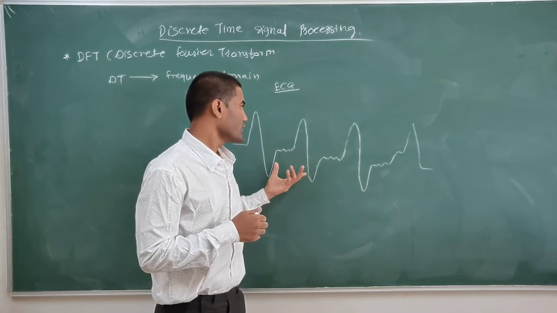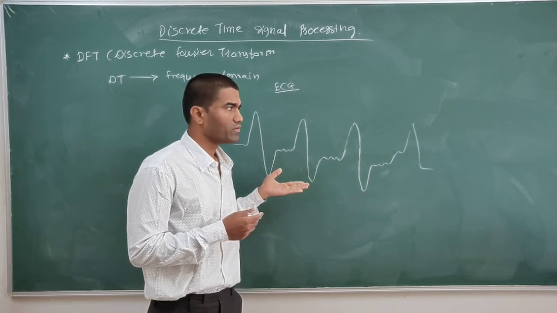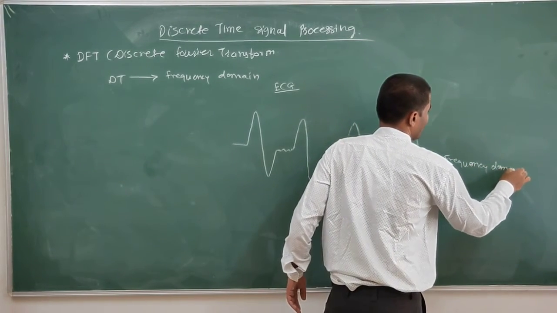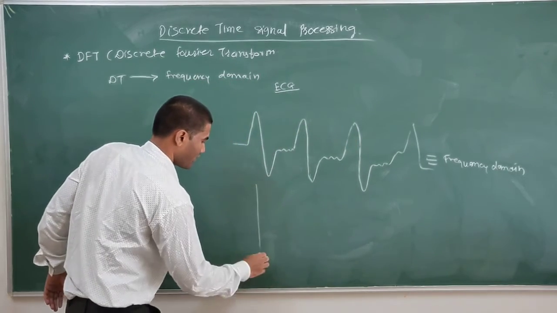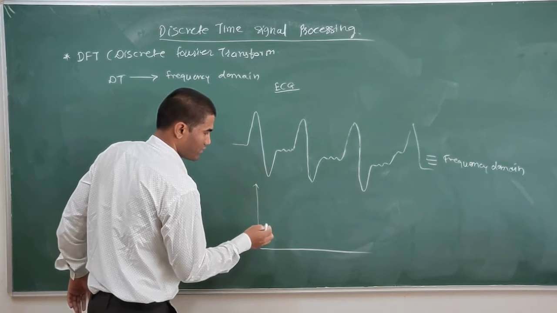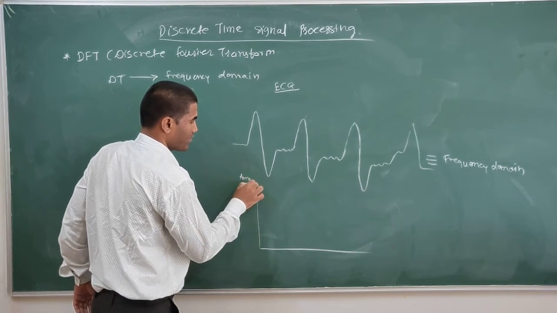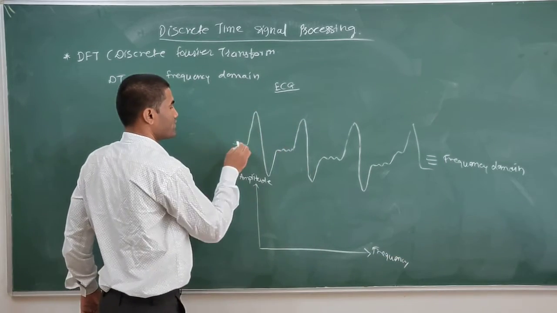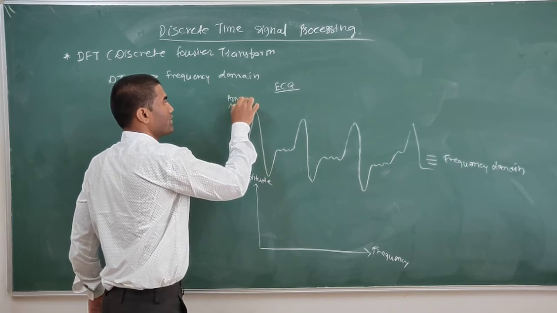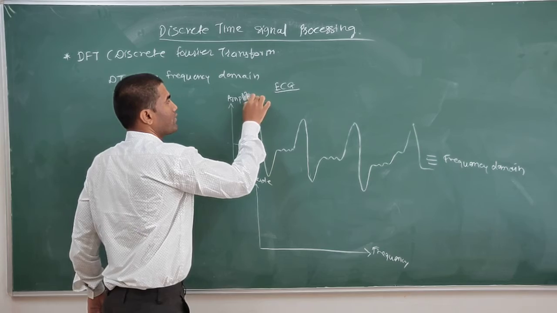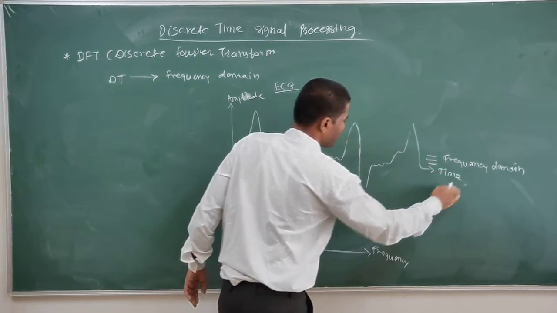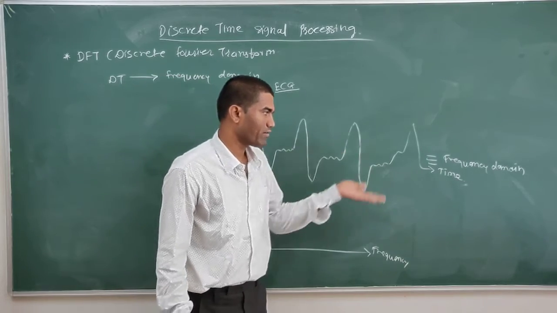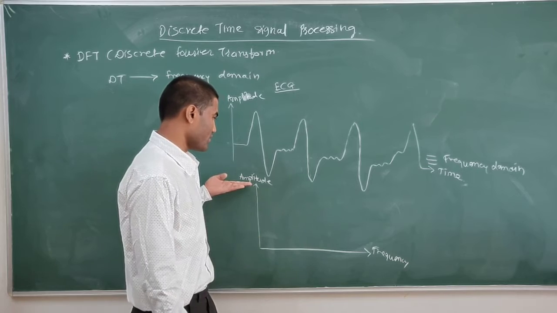Suppose I convert this time domain into the frequency domain, then I will get a graph like this. This is frequency, and I will get amplitude versus frequency. And here again is amplitude, obviously, in the time domain. Time is an independent variable and amplitude is dependent. Here also frequency is independent, and on this frequency, the amplitude will be dependent.